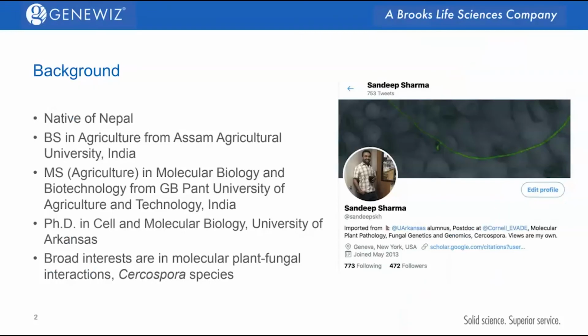Before I go into my research, I'd like to give a brief introduction about myself. I am a native of Nepal, and I did my BS in agriculture from Assam Agricultural University in India, after which I did my MS in agriculture, specializing in molecular biology and biotechnology from GB Pant University of Agriculture and Technology, also in India, after which I did my PhD in cell and molecular biology from the University of Arkansas. And I'm also active on Twitter. You can follow me, which you can see on the slide.